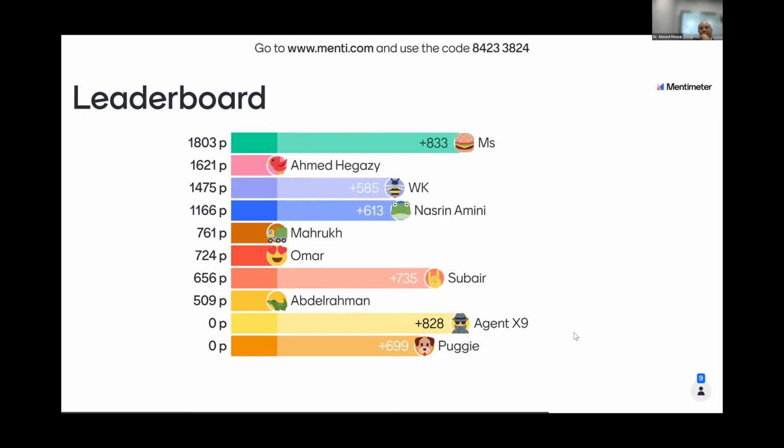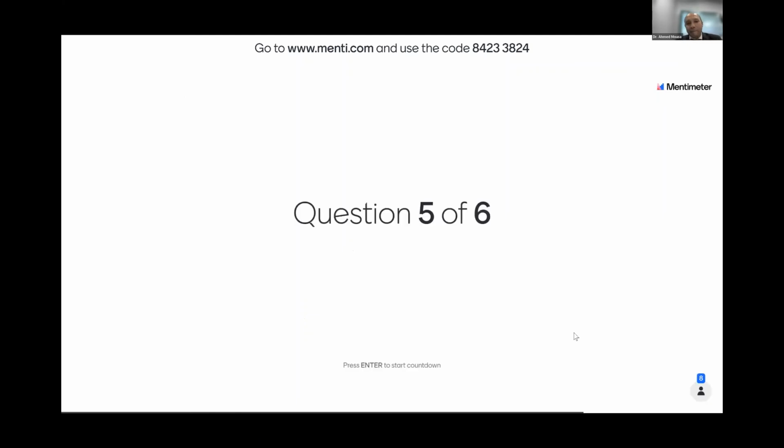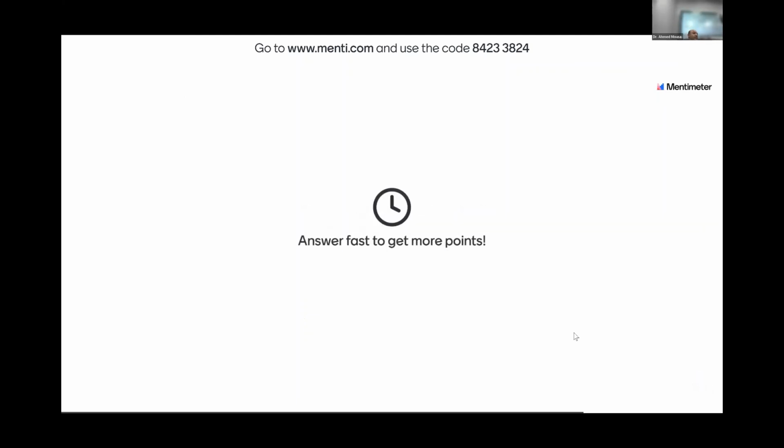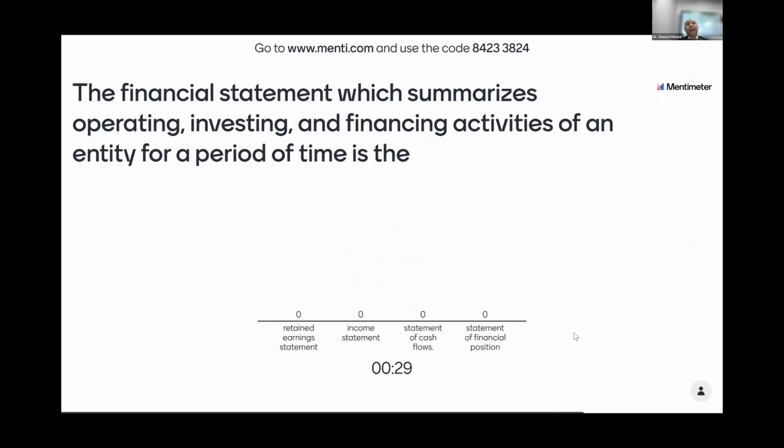Some people from the bottom are going up now. That's Dr. Ahmed Hijazi. Okay, giving a chance to others. No problem. MS is still at the top. And it's fast. That's very good. 2 questions. We'll see if MS will continue at the top of the list or not. We just have this information before we finish. Which financial statement has operating, investing, and financing activities?